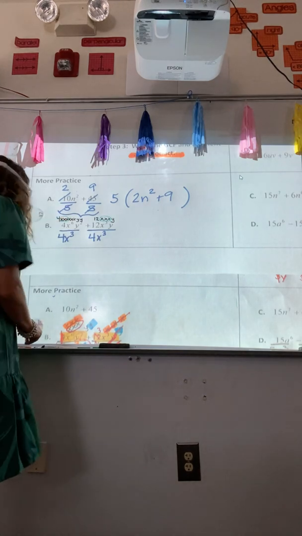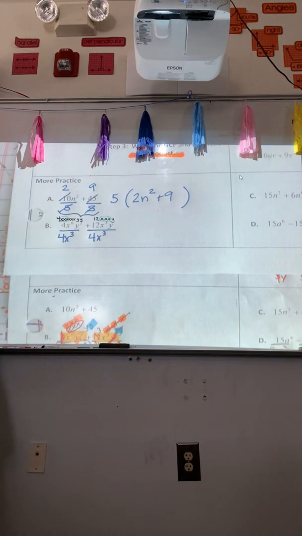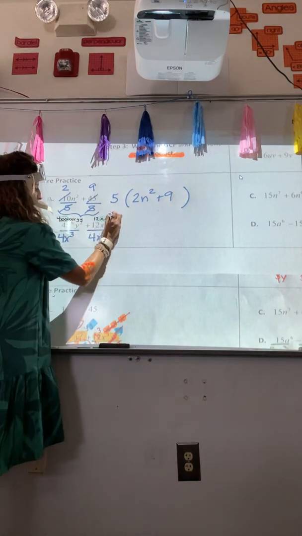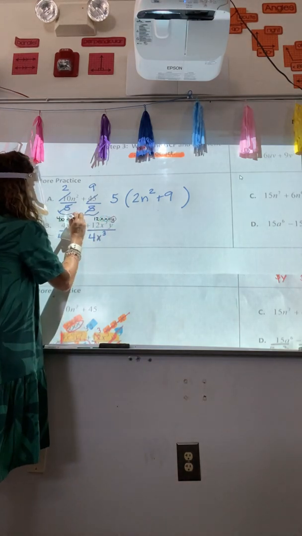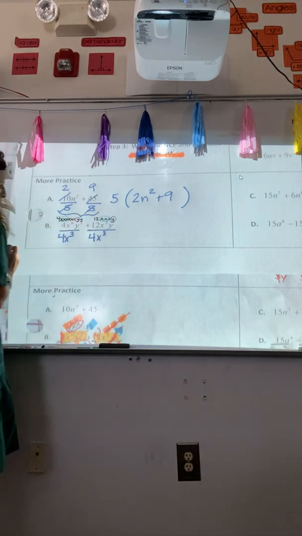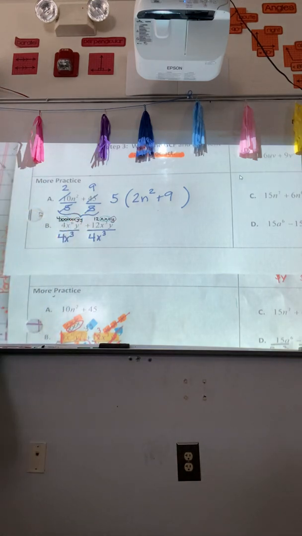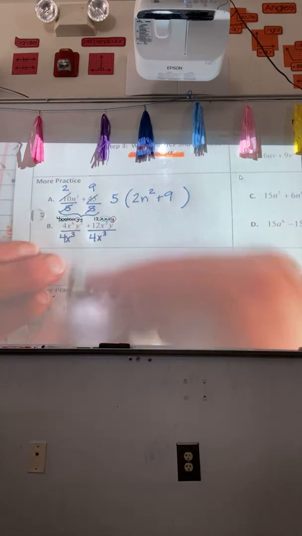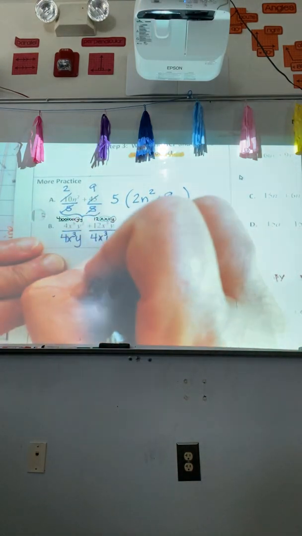Now look at your y's. How many y's can I take out? 1. This one only has 1 y, so I can only take 1 y out. So write 1 y. That's it. Just a y to the first, just y.